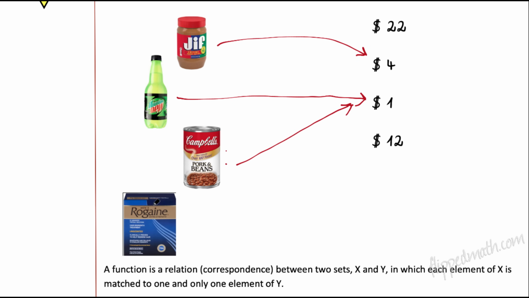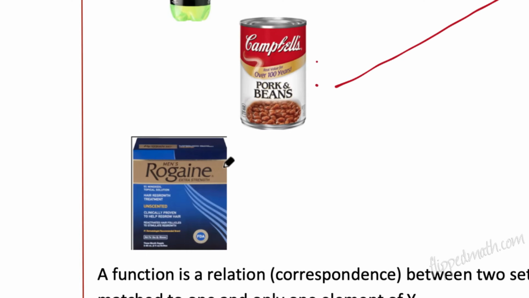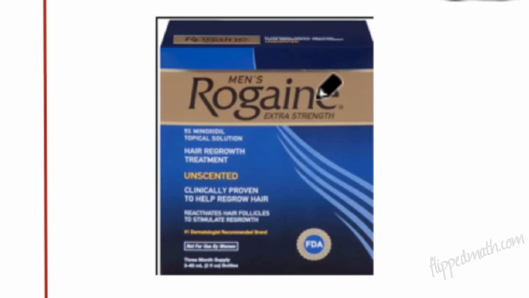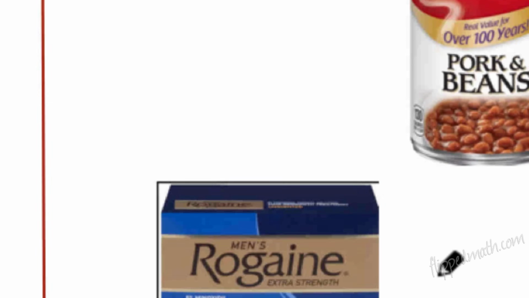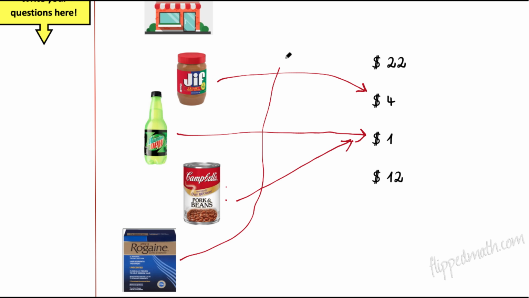What happens? Well, we got to do this last. What is this? This is Sully's Rogaine. Oh my goodness. This is what Sully gets. That's going to cost $22. That's expensive. All right, so we've mapped all of the items over here.